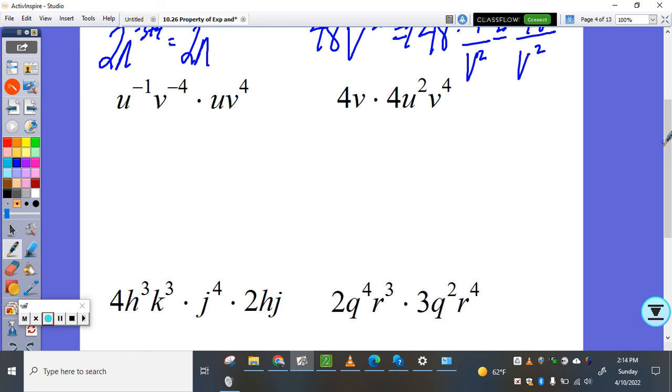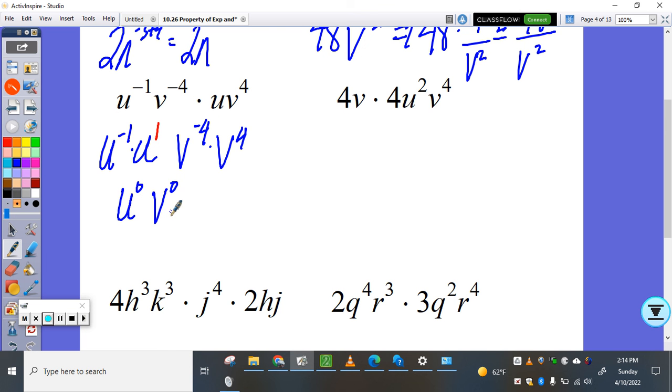Let's look at the next example here. I'm going to group my u's together. So I have u to the negative 1 times u. And remember, if I don't see an exponent, I assume there's a 1 there. Then we have the v to the negative 4 times v to the 4. Well, u to the negative 1 plus 1 is u to the 0. V to the negative 4 plus 4 is v to the 0. And anything to the 0 power is 1.